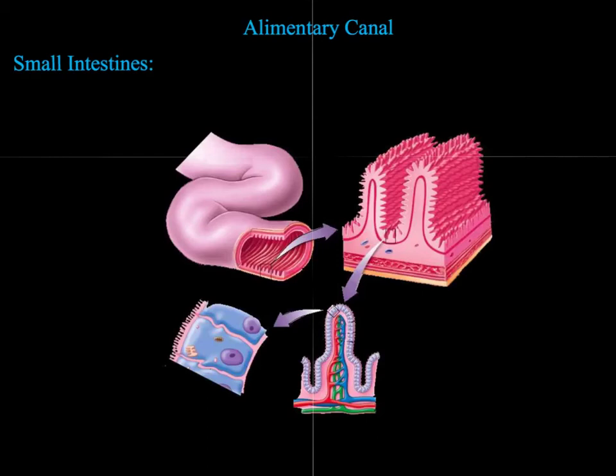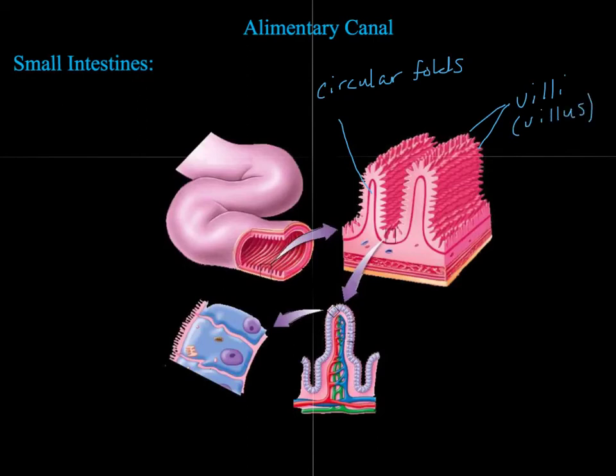Taking a closer look at the inner wall of the small intestine, you can see that the small intestine is kind of bumpy or has a lot of ridges. Well, those ridges are what we call circular folds. And those circular folds contain these tiny little bumps called villi, or villus for singular.